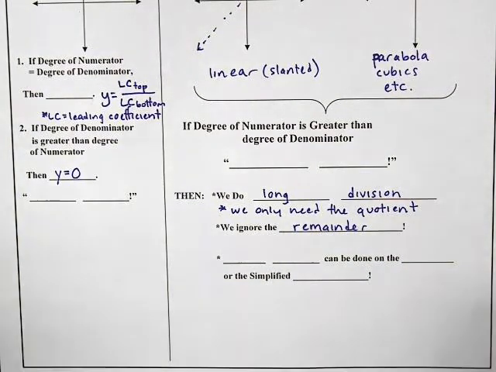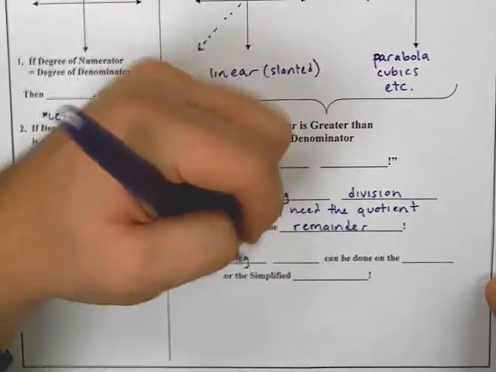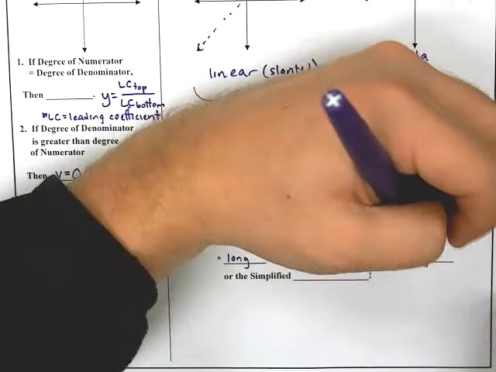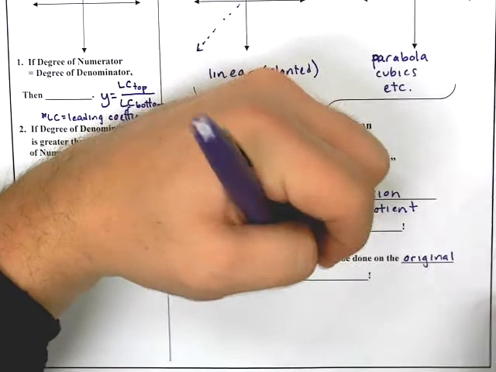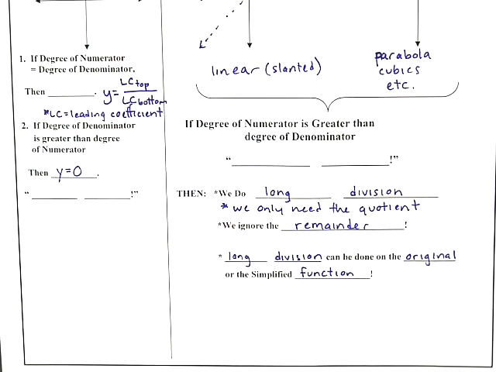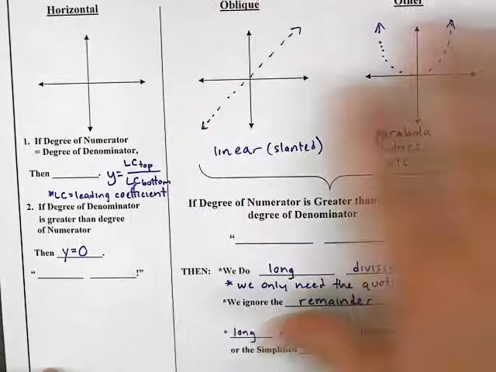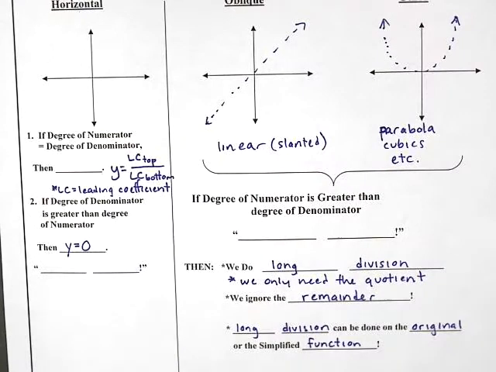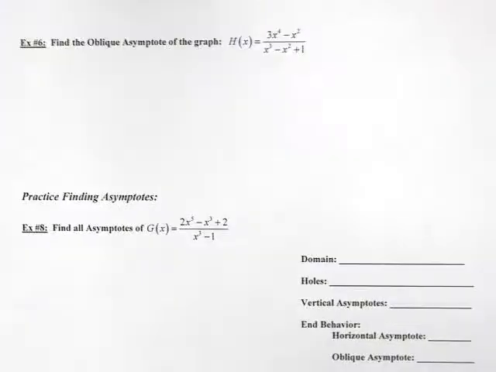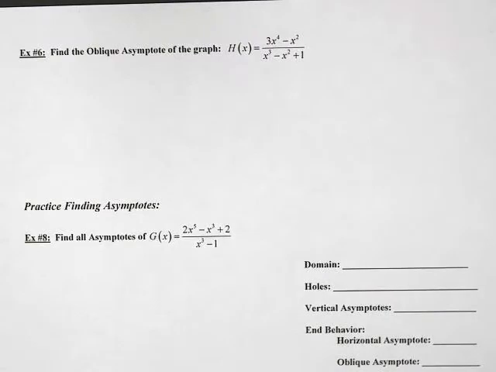The last thing to keep in mind is that this long division can be done on the original or the simplified function. Hopefully you'll see what I mean in a little bit. Today, a lot of what we're going to be doing is focusing on these two types on the right side and really practicing figuring out how to work with these. Alright, so let's jump into our first example. I might not do all of these just for your sake. We'll address that as the time comes.